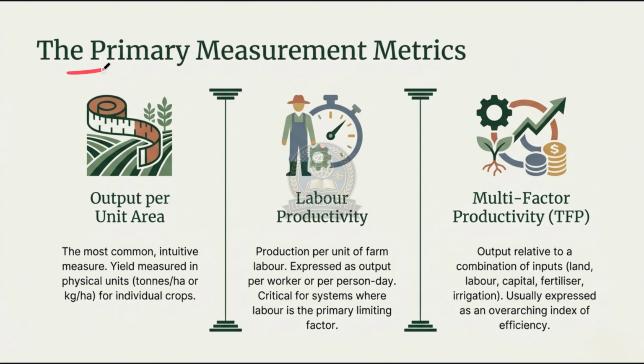The primary measurement metrics. Output per unit area, the most common intuitive measure. Yield is measured in physical units, tons per hectare or kilograms per hectare for individual crops. Then labor productivity, production per unit of farm labor expressed as output per worker or per person per day, critical for systems where labor is the primary limiting factor. Multi-factor productivity, TFP, output relative to a combination of inputs, land, labor, capital, fertilizer, irrigation, usually expressed as an overarching index of efficiency. These are the 3 basic types of primary measurement metrics.